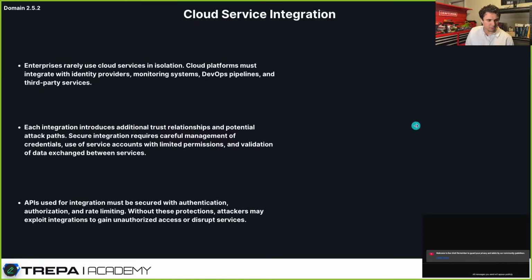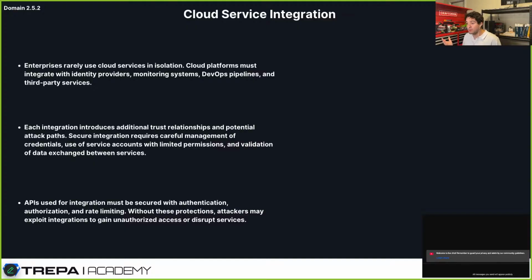Anyways. Okay, moving on. Cloud service integration. Enterprises rarely use cloud services in isolation. Cloud platforms must integrate with identity providers, monitoring systems, DevOps pipelines, and third-party services. We don't ever do a green deployment of the cloud usually. If I'm using a startup, maybe that's the only time I can see where we start off in the cloud. But a lot of times these big enterprises move to it.